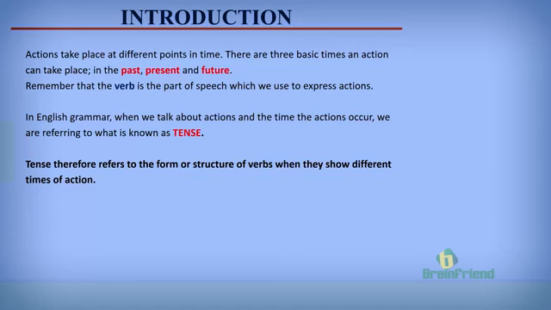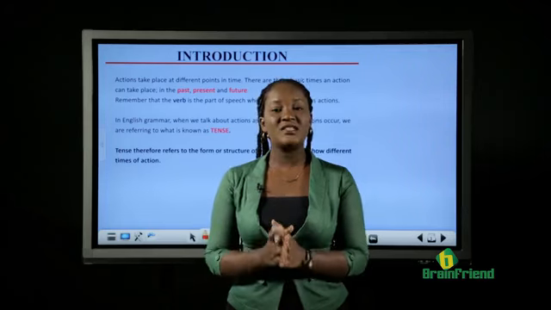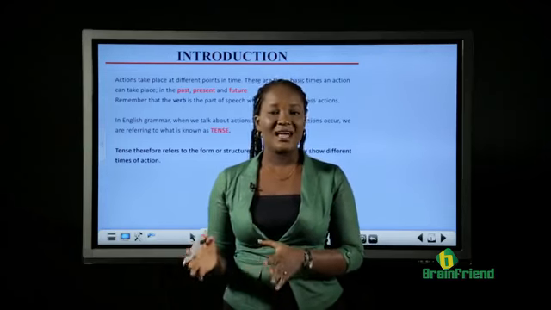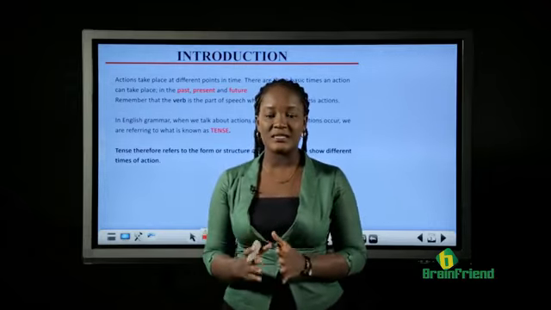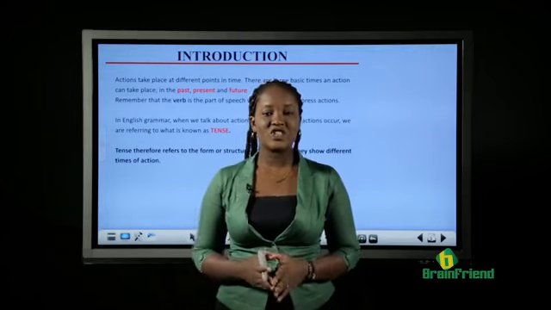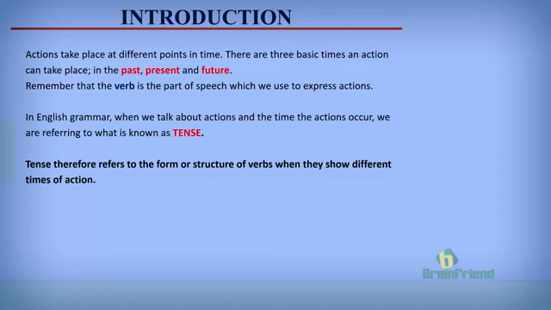In our last class, we talked about verbs, and we did say that verbs are action words, and these action words occur or happen at different points in time. So an action can take place in the past, present, or future. Now remember that the verb is the part of speech which we use to express actions, which is what I've just explained. Now, in English grammar, when we talk about actions and the time the actions occur, we are referring to what is known as tense.